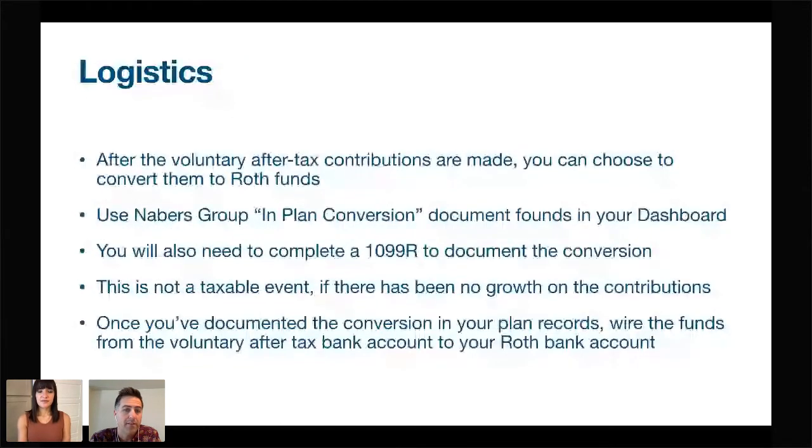So after the voluntary after-tax contributions are made, you can choose to convert them to Roth funds or not, right? You're going to use the Nabers Group in-plan conversion document found in your dashboard. You'll also need to complete a 1099-R to document that conversion. This would not be a taxable event, like I mentioned, because there's been no growth on the contributions. It was probably just cash, right? Once you've documented that conversion in your plan records, just send the funds over from the voluntary after-tax bank account to your Roth bank account. You could send it over to another platform, but you could maybe just be executing this all within the same bank account or brokerage account.